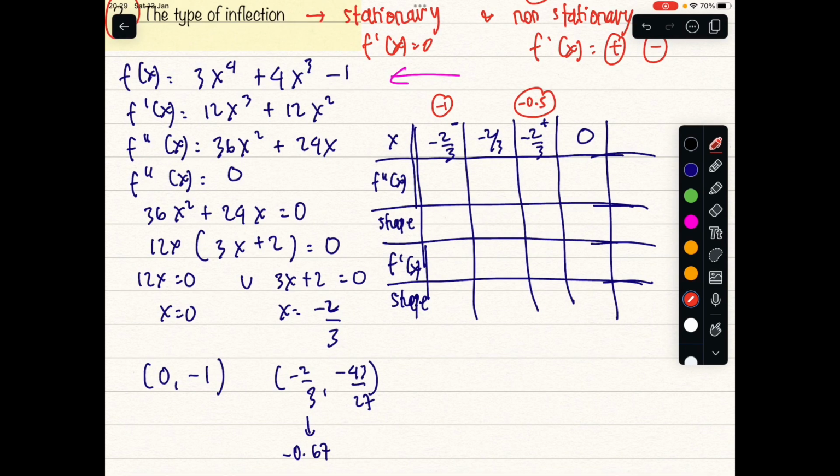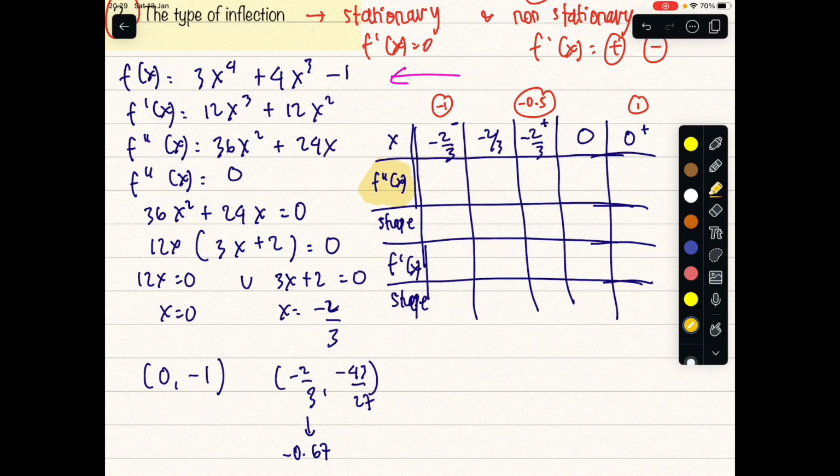For the number on the right side of 0, bigger than 0, I'm going to put 0 plus. I'm going to choose 1. Okay, so what are we going to do with those numbers? We're going to input them in the second derivative.